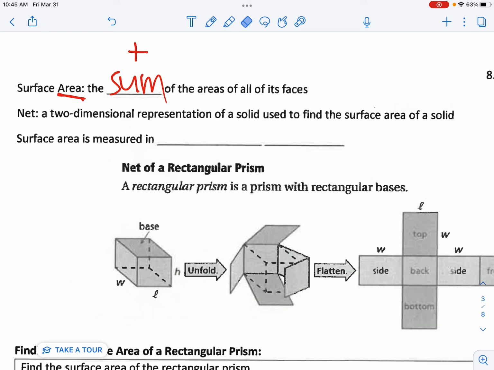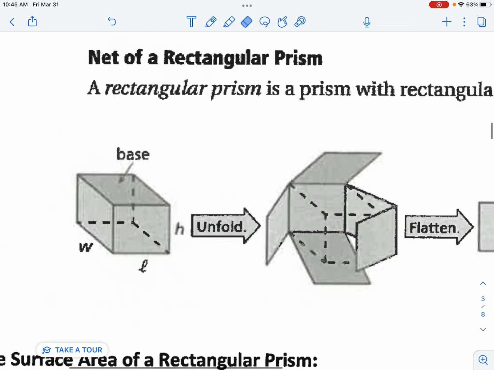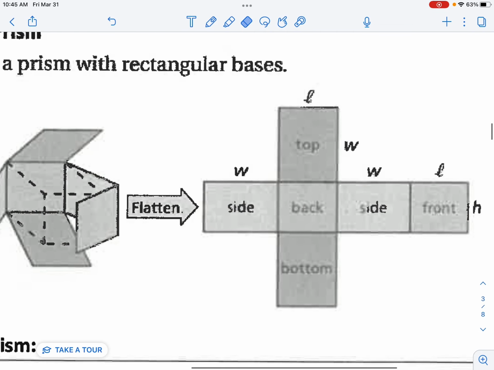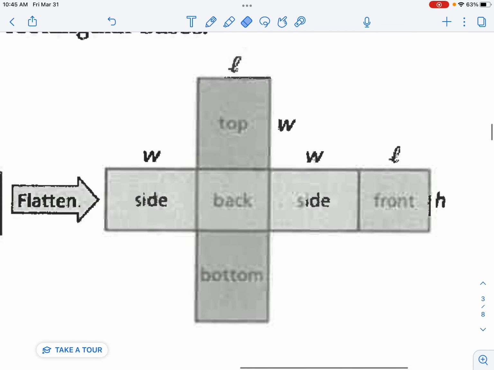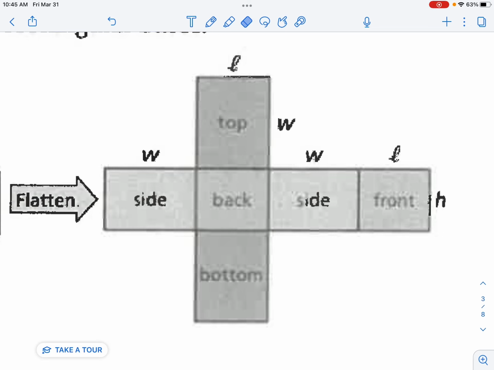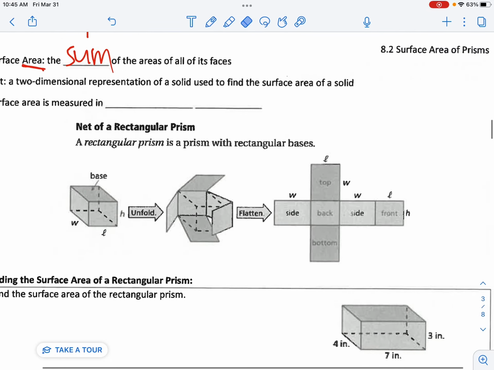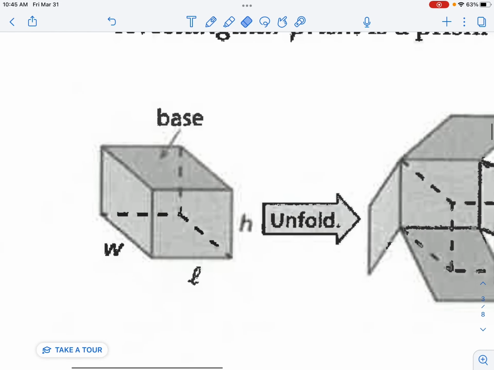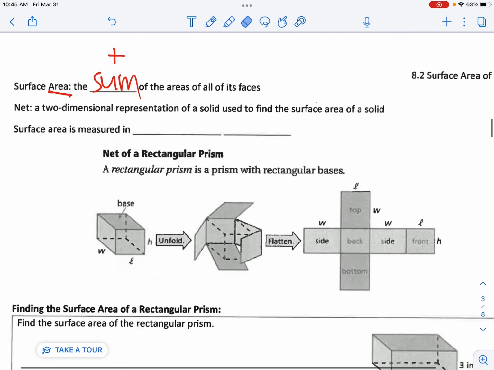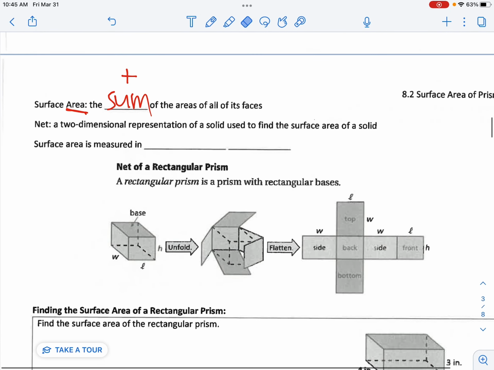Okay, a net is a 2-dimensional representation of a solid used to find the surface area of a solid. So if you unfold your prism like this and you flatten it, this is a net. Sometimes it is easier to find the surface area when you flatten it out like this, because you're not having to figure out where the bottom is or where the side is. If you can find the surface area of this just looking at this, then that's fine, but sometimes a net is easier.